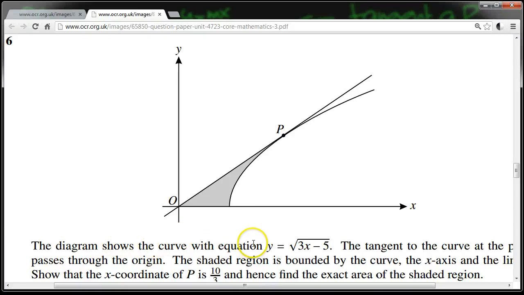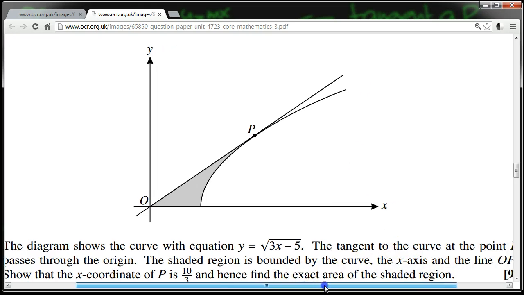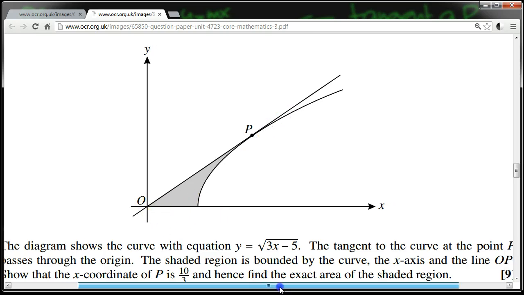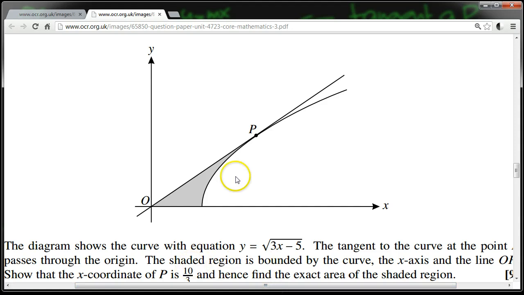The diagram shows the curve with the equation y equals the square root of 3x minus 5. The tangent to the curve at the point P passes through the origin. The shaded region is bounded by the curve, the x-axis and the line OP. Show that the x-coordinate of P is 10/3 and hence find the exact area of the shaded region.